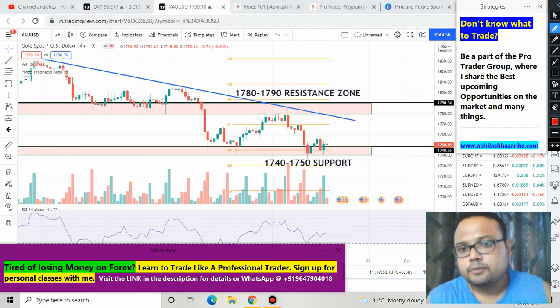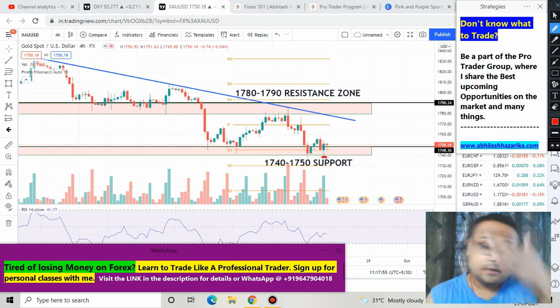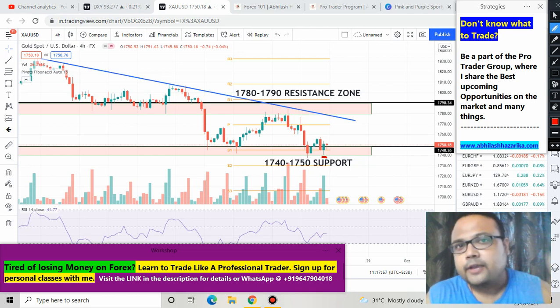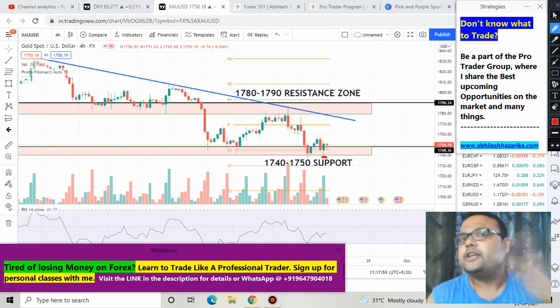Okay, your stop loss will be below this level. And if you are planning to take a fresh position, if you are looking for a fresh entry on gold, then wait for the market to open.